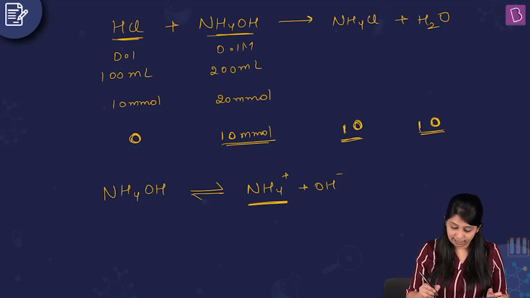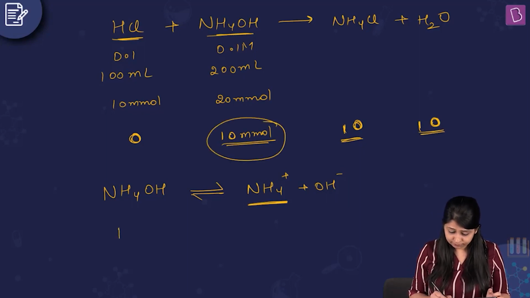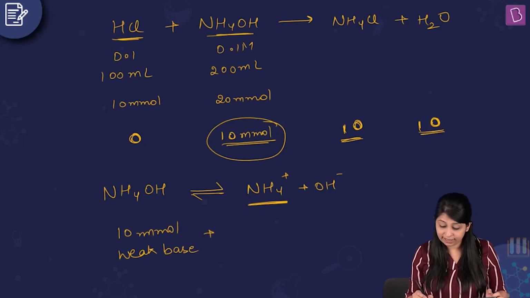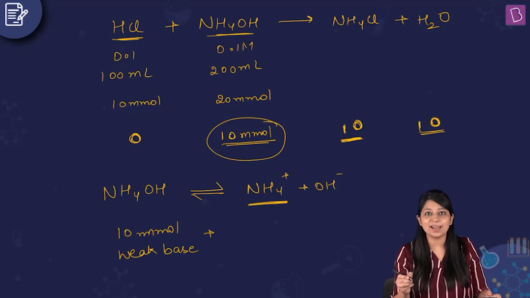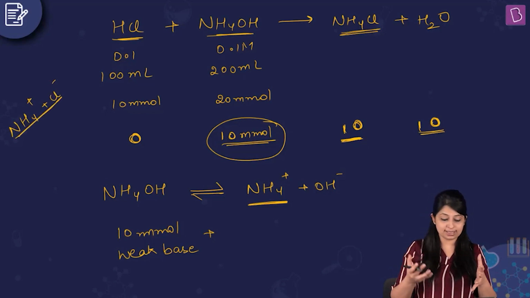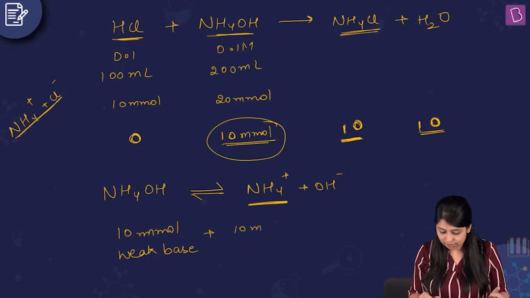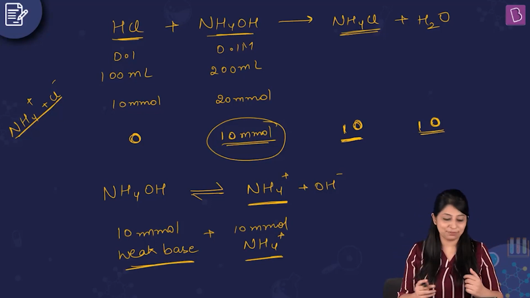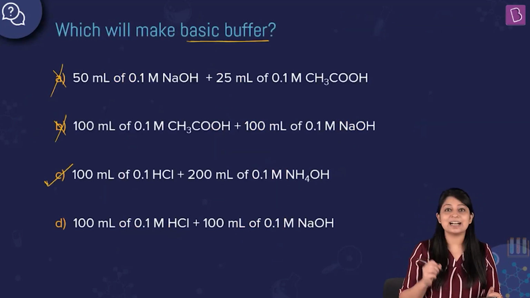So what do we have? We have weak base also. We have 10 millimoles of weak base. And we have 10 millimoles of conjugate acid as well. Why? Well, NH4Cl will exist as what? NH4 plus and Cl minus, because it's a salt. So it's going to exist as cation and anion in the aqueous solution. So we also have 10 millimoles of NH4 plus, which is our conjugate acid. So this is the combination that we were looking for, and yes, this is our correct option.